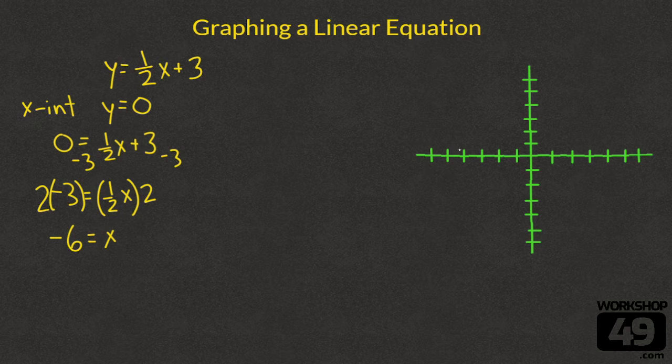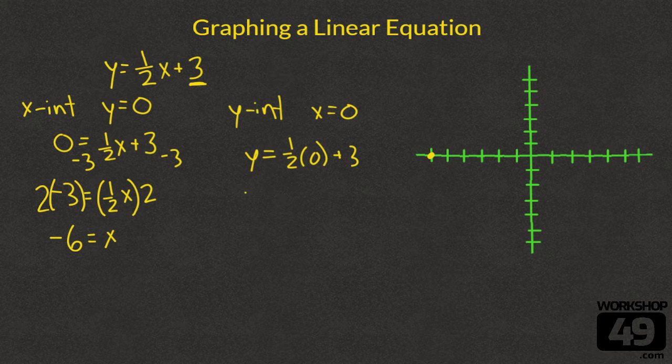1, 2, 3, 4, 5, 6, and we get a little dot. Now some of you might be clever little cupcakes and know your y-intercept right away because it's that b value, but we can go ahead and prove that by saying that the y-intercept is when x equals 0, and we'll end up with y equals 1/2 times 0 plus 3, and we get y equals 3. And we'll go ahead and put that up as well.